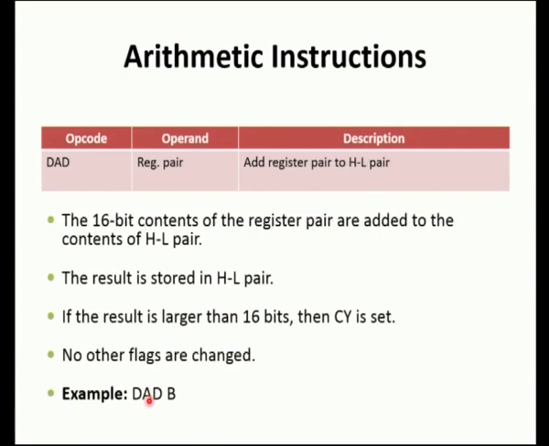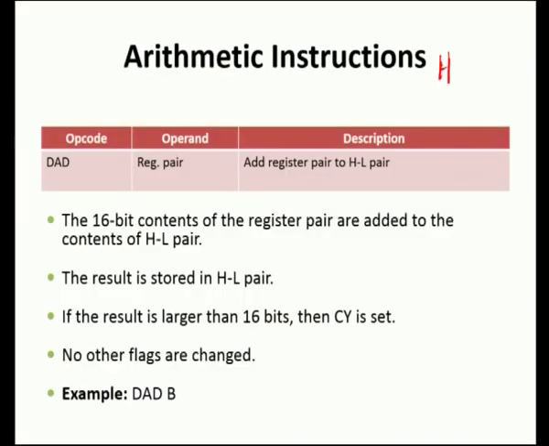The next important instruction is DAD register pair, which is used for 16-bit registers. The 16-bit content of the register pair is added to the content of the HL register pair, and the result is stored in the HL register pair. If the result is larger than 16 bits, then the carry bit is set. No other flags are changed. Example: DAD B, which means the BC register pair is added with the HL register pair. The result is stored in the HL register pair.